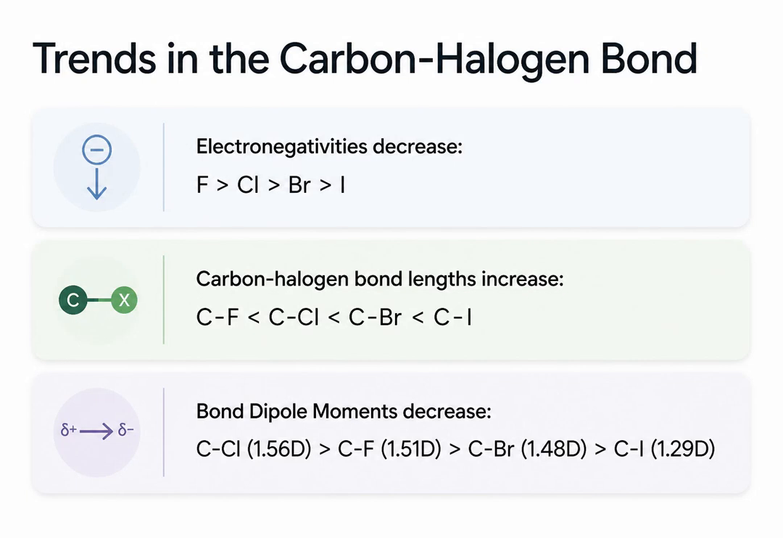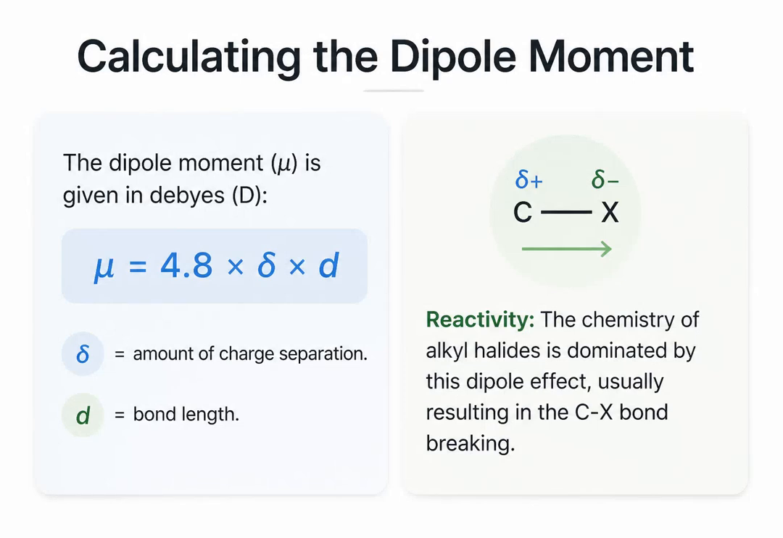Let's look at the trends across the halogens. As we move down the periodic table from fluorine to iodine, electronegativity decreases, but the atomic radius increases, making the carbon-halogen bond longer. Interestingly, the bond dipole moment is highest for the carbon-chlorine bond, not the carbon-fluorine bond, because the overall dipole moment depends on both the charge separation and the bond length. We can quantify this polarity using the dipole moment equation, where mu equals 4.8 times delta times d. Here, delta represents the amount of charge separation, and d is the bond length.